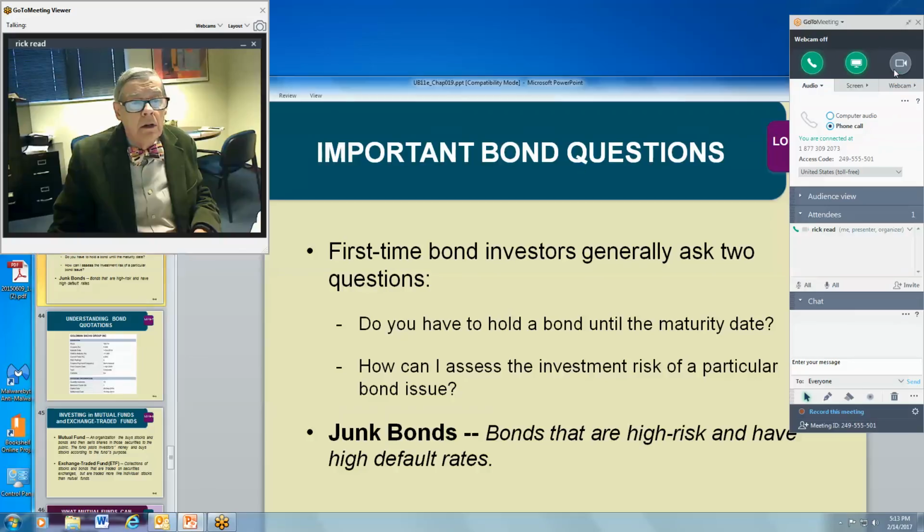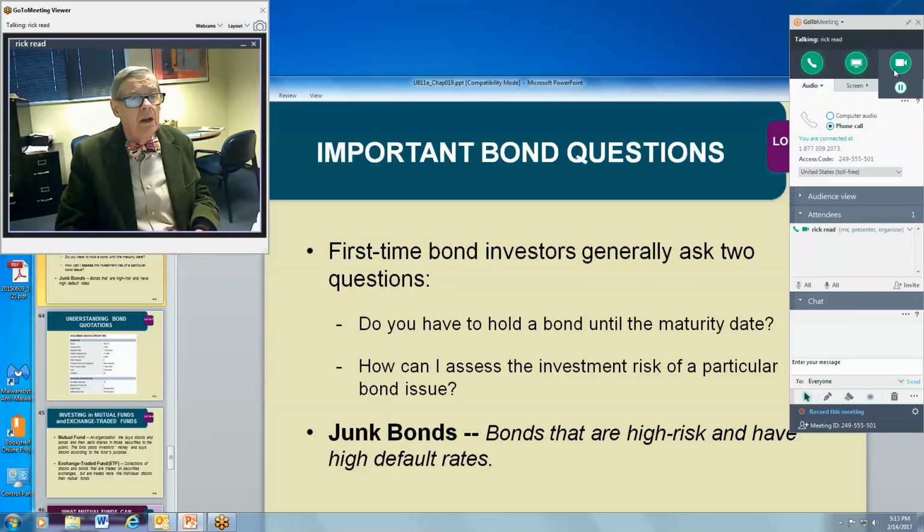Here are some questions bond investors ask. Do you have to hold a bond to maturity date? No, you don't. How can I assess the investment risk of a particular bond? You can go to various and sundry websites and they'll tell you that. Morningstar can give you that information. Junk bonds, my advice is stay away from them.